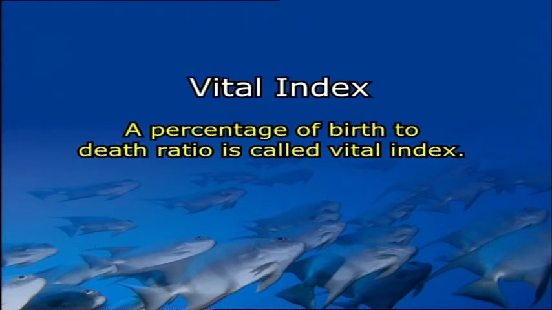It is the actual loss of individuals under a given environmental condition. It is not a constant and varies with population and environmental conditions. After getting the knowledge of natality and mortality, let us understand the term vital index of population. A percentage of birth to death ratio is called vital index.